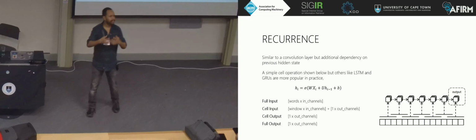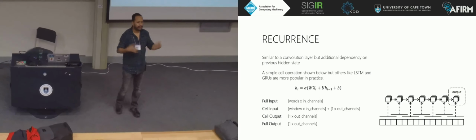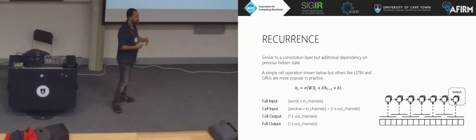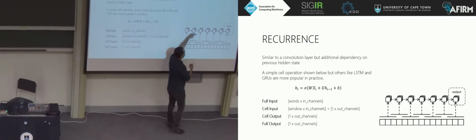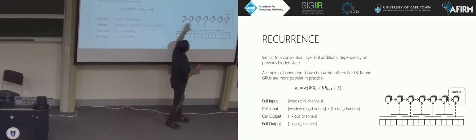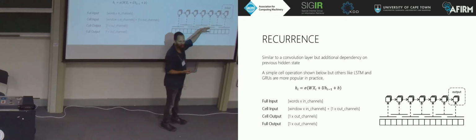Now again, you can get into more complicated things. You can get bidirectional RNNs. There are multiple variations where it might also take a dependency not just on the left but also on the right, and so on and so forth.